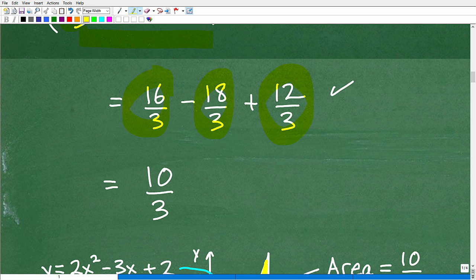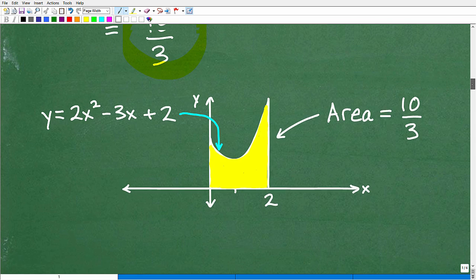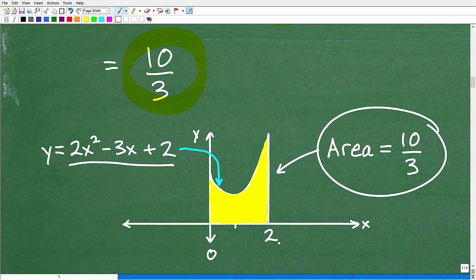All right, so with this little addition and subtraction of fractions, you get 10 thirds. All right, 10 thirds. And what does that mean? Well, that is in fact the area. We are done. We have calculated the area of this little crazy yellow section right here, bounded by this function from 0 to 2. The area is 10 thirds, and that's it. That is a demonstration of integration in calculus.